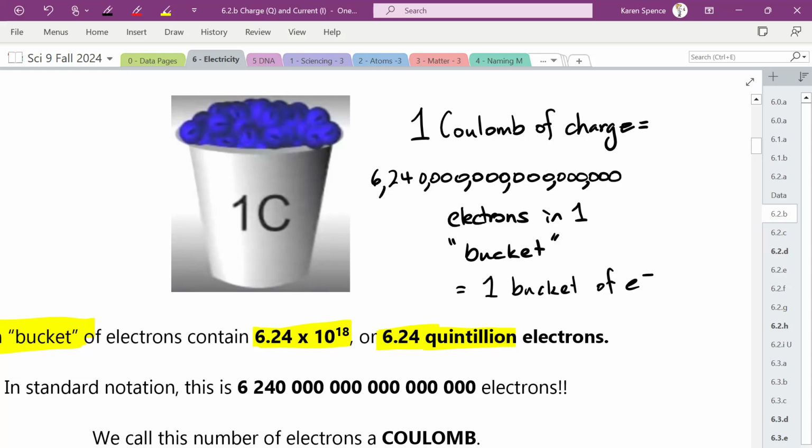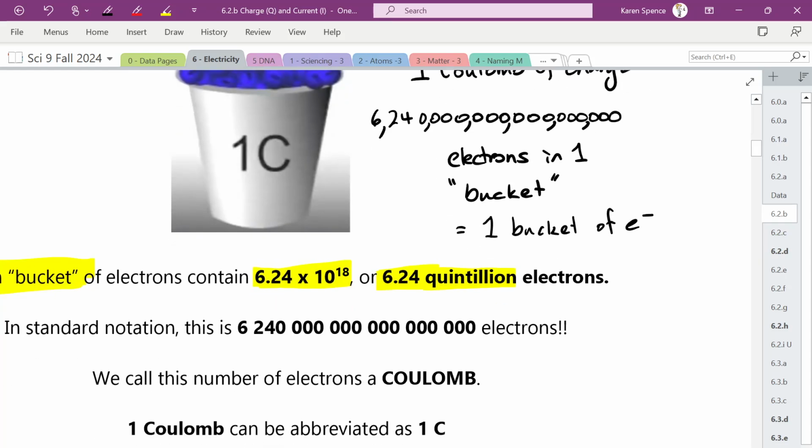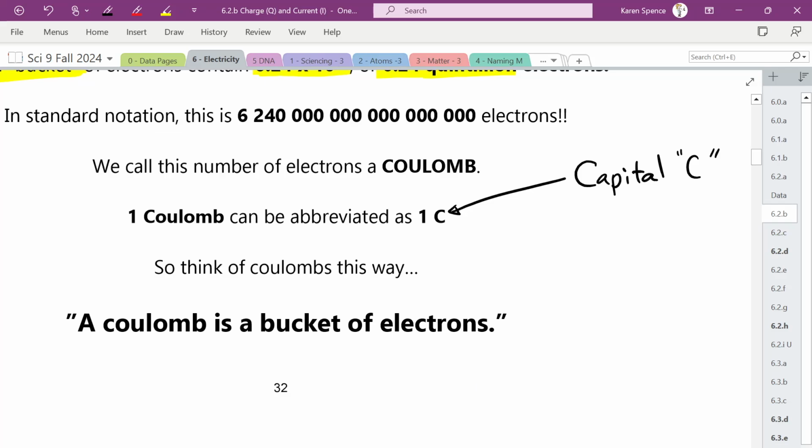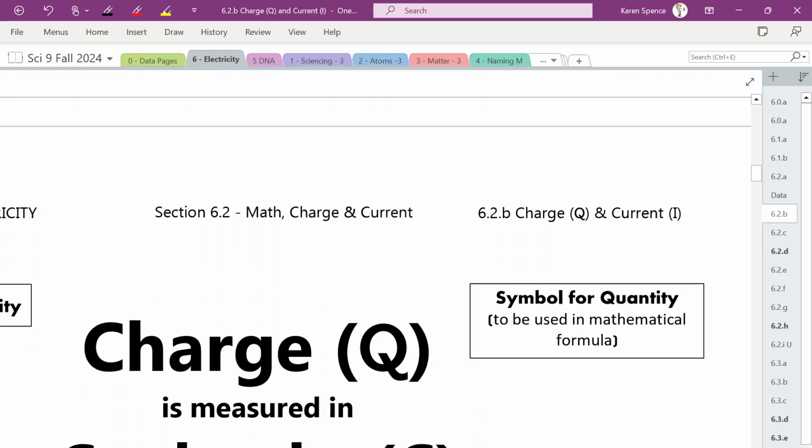So this number is a coulomb. 1 coulomb can be abbreviated 1C. Is that a lowercase c or a capital C? That is a capital C. Okay. A coulomb is a bucket of electrons. I will continue to say that very often.